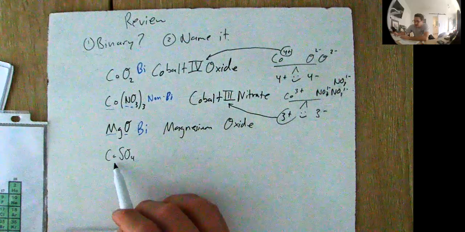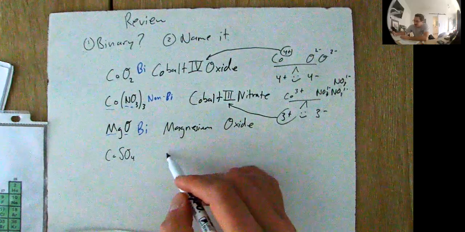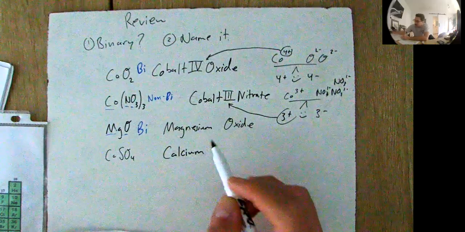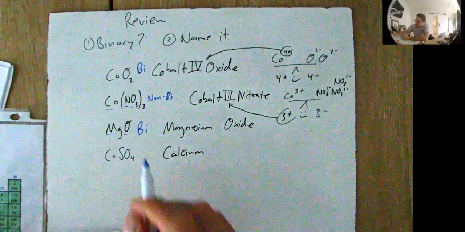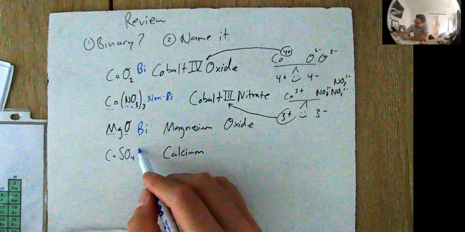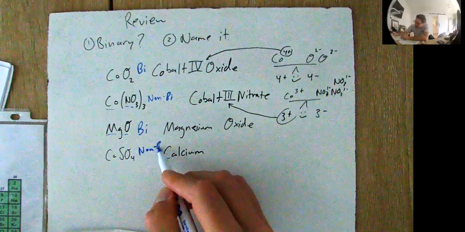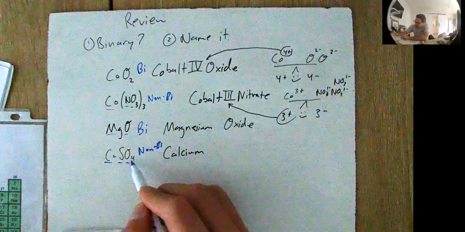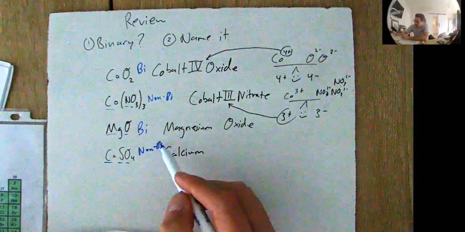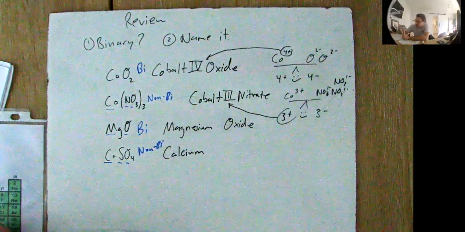Next one is calcium. Oh, I said it already. Oh, well. Calcium. And this is a non-binary. Why? Because there's 1, 2, 3 elements.